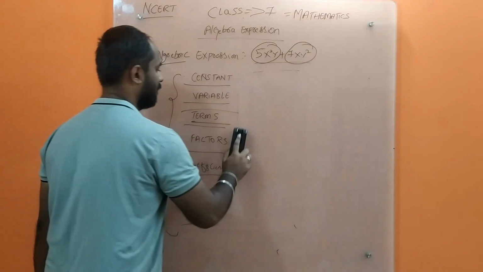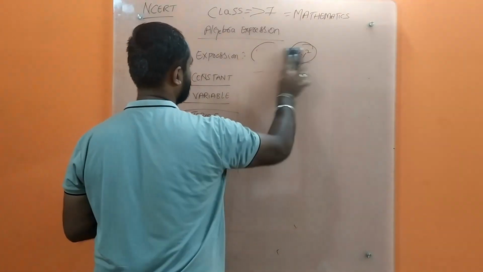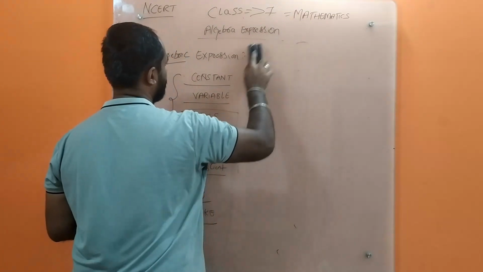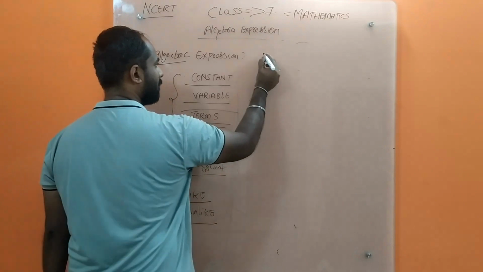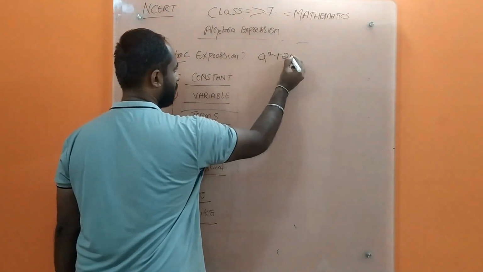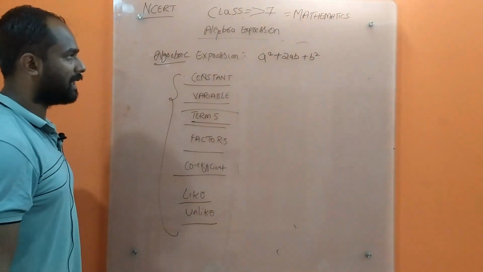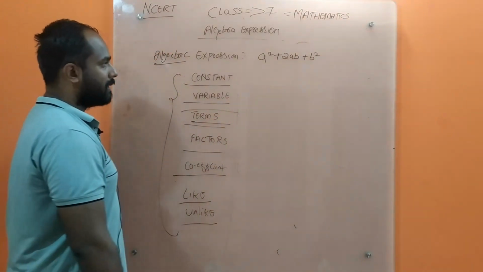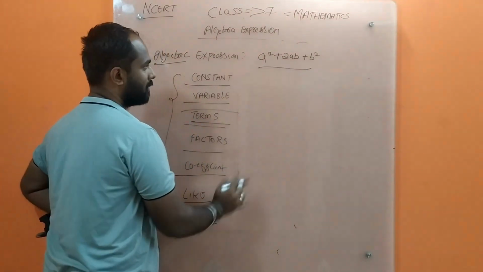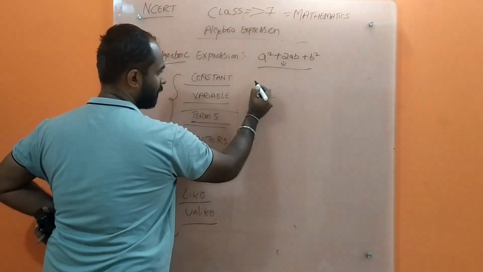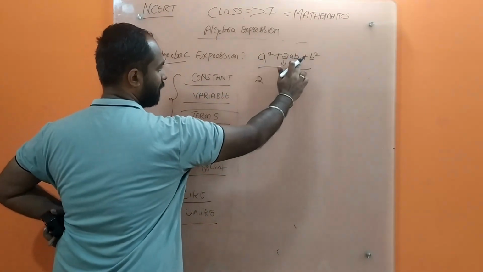Okay, so now I'll put a new algebraic expression here. What shall I write? a² + 2ab + b². This is one algebraic expression. Here we can tell what is a constant in this. See, this 2 is your constant because it is a number. Variables you can tell are a and b.